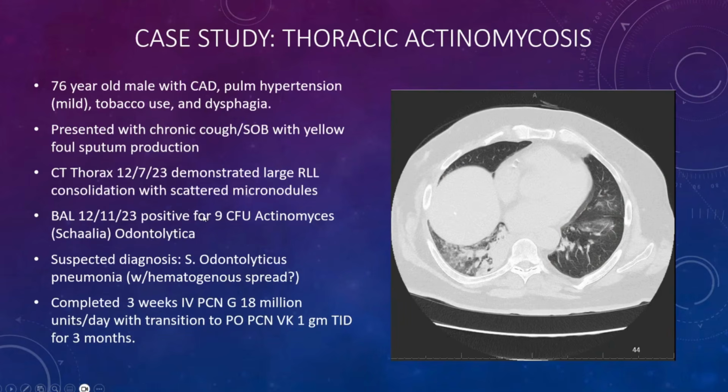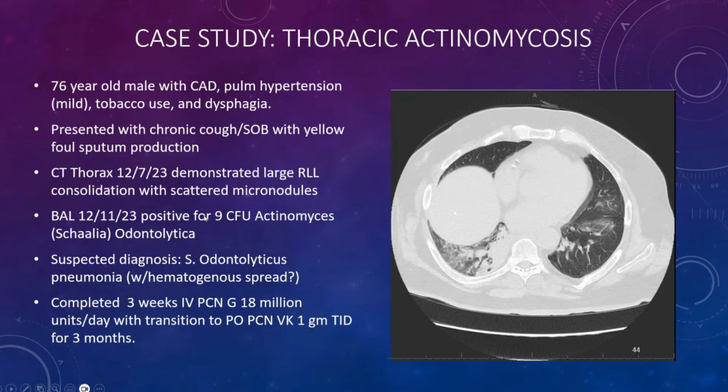So this is a case study from my facility, and it involves a 76-year-old male with multiple comorbidities, including tobacco use, coronary artery disease, and pulmonary hypertension, who came in with chronic cough and shortness of breath with foul sputum production. This CT thorax demonstrated some large right lower lobe consolidation with scattered micronodules.